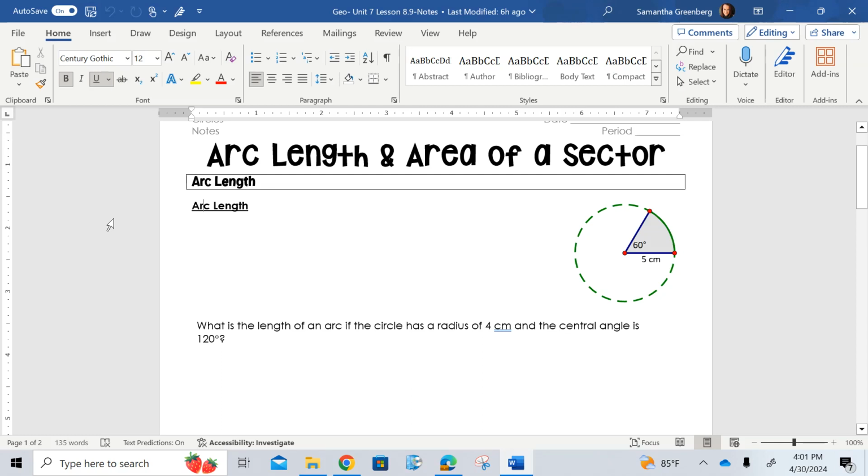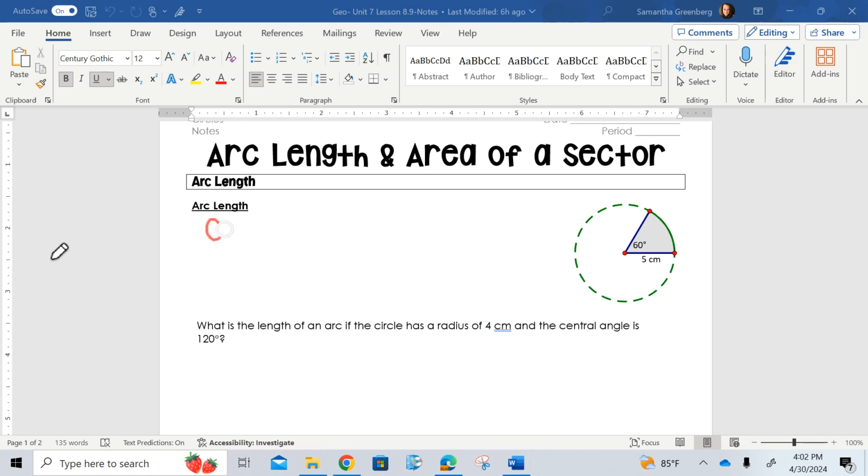Welcome. So, yesterday we talked about arc length and area of a sector. Today we are going to continue with that. So, the first thing we need to do is talk about arc length. Now, arc length comes from our circumference formula.